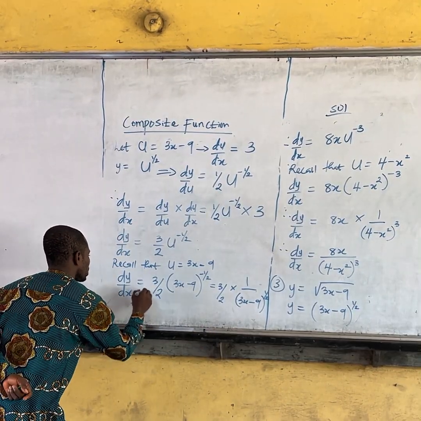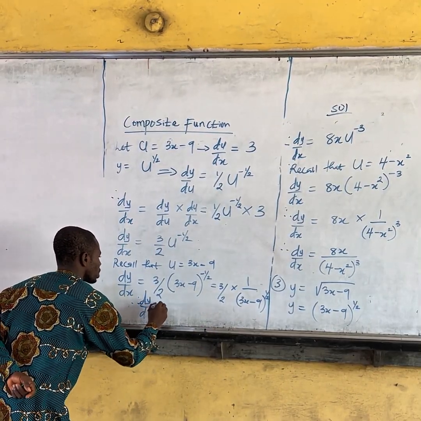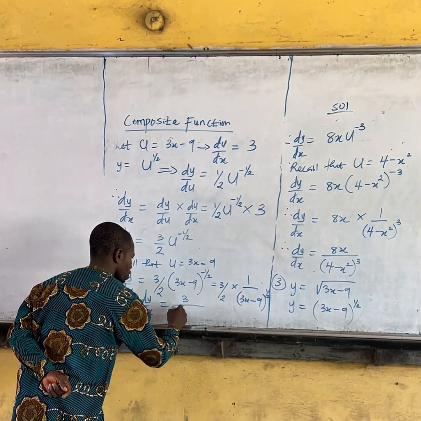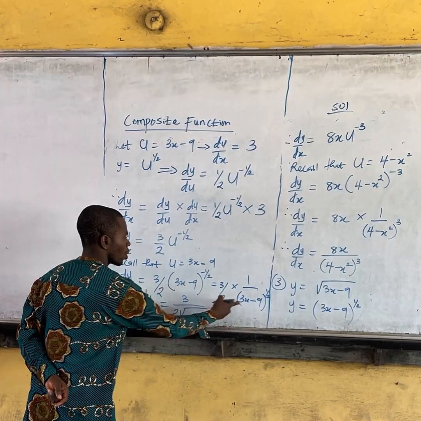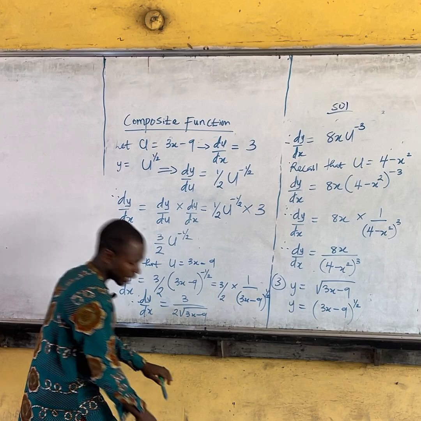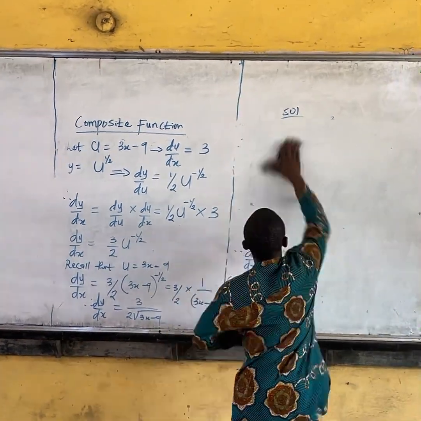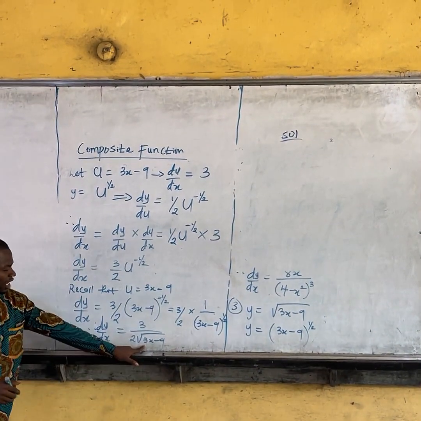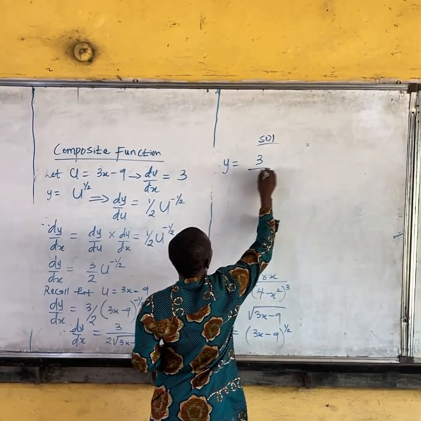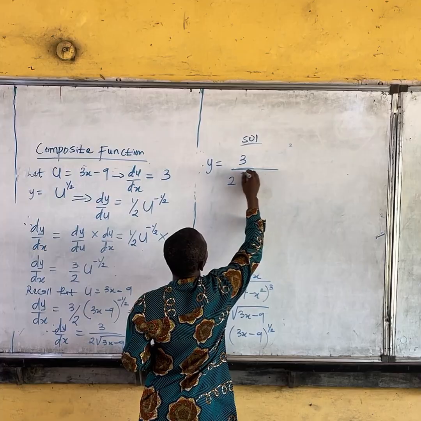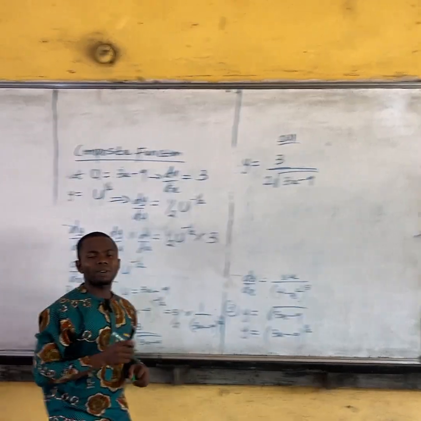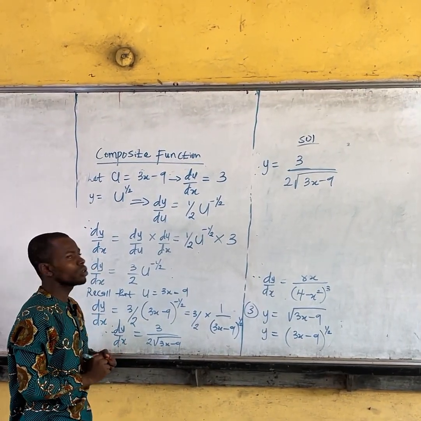So in conclusion, dy over dx will now be equal to 3 up over 2 down, in the roots of 3x minus 9. So you can write your final answer clearly. Let me rewrite it here. So dy over dx will now be 3 over 2 in the roots of 3x minus 9. That is the final answer. As simple as that.